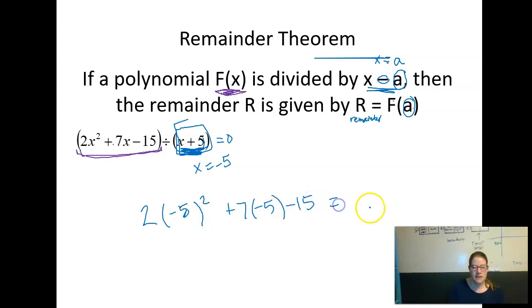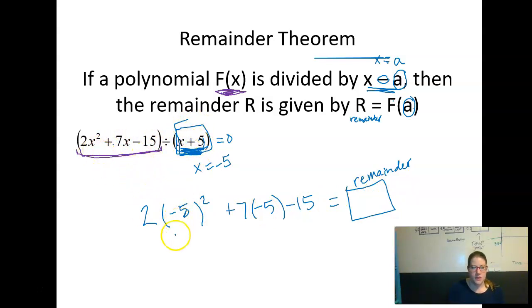We're going to get a number here. It's going to equal something. That something is the remainder. Okay, so that's what the remainder theorem says. It says if I take the zero from the factor that I'm going to divide the polynomial by, and plug it in everywhere there's an x, then the result I get is the remainder, the same that I would get as if I actually went through and did either long division or synthetic division for this problem.